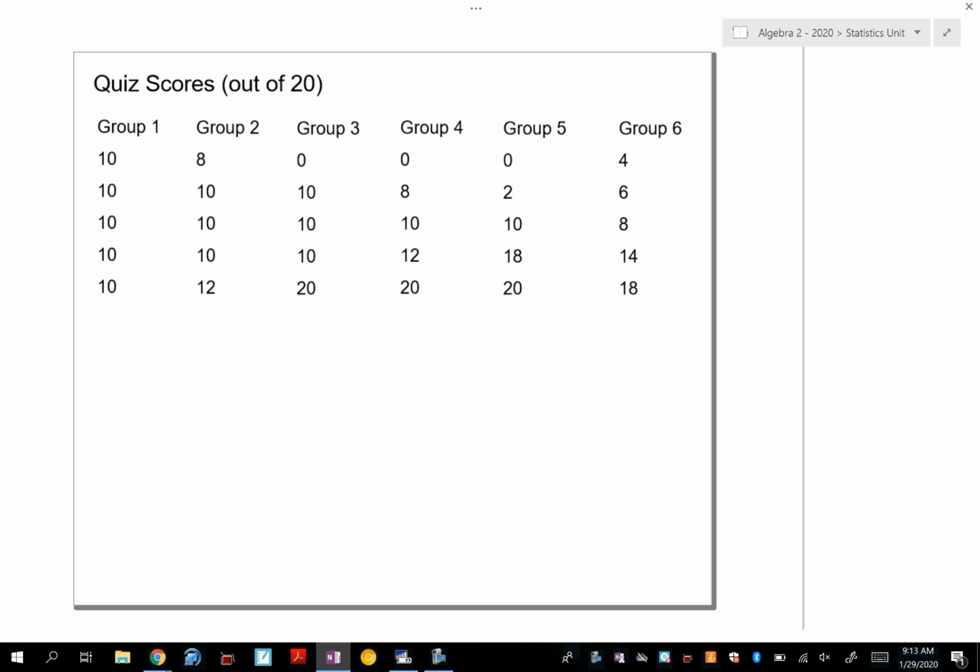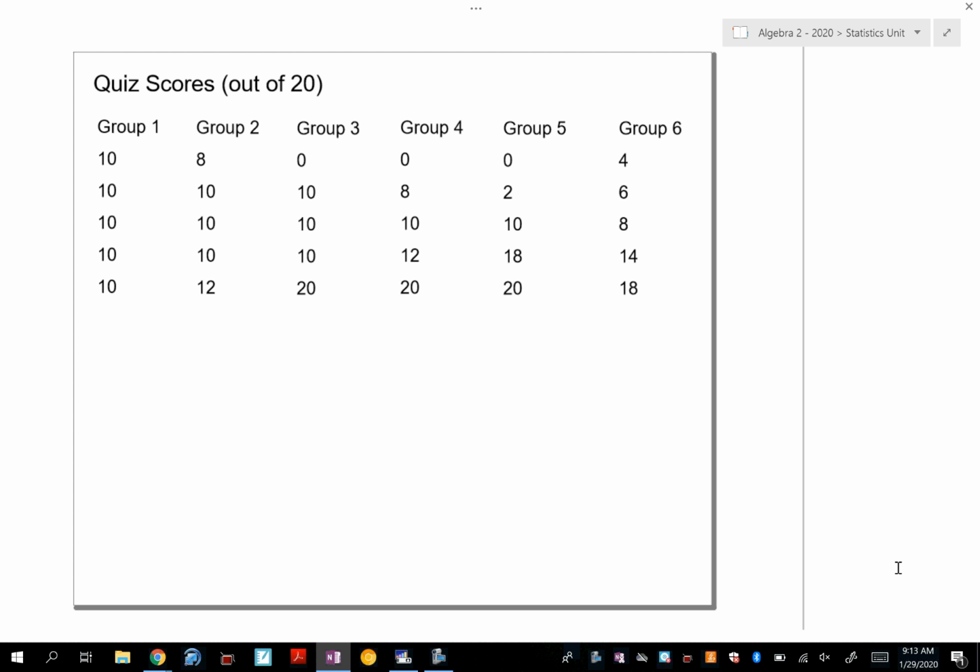So imagine that we have a quiz and the scores are out of 20 points. All right? In group 1, we have 5 students and all of them got a 10 out of 20. Okay? Group 2, those students, one had an 8, 3 had a 10, and 1 had a 12 out of 20. And then you can see going forward. So there's 6 different groups of 5 different students for all of these.